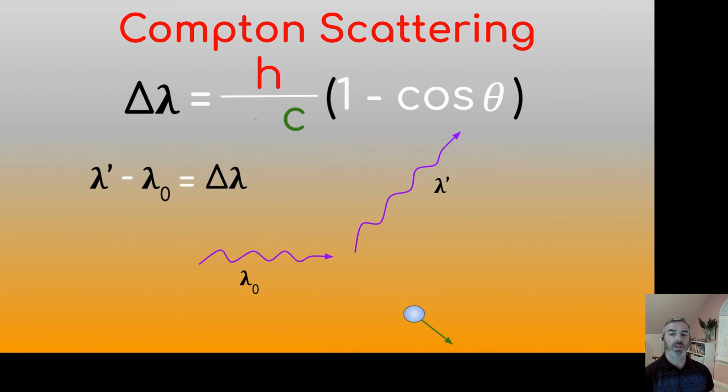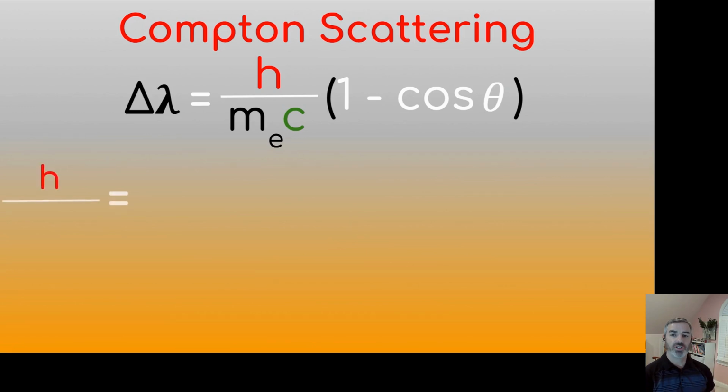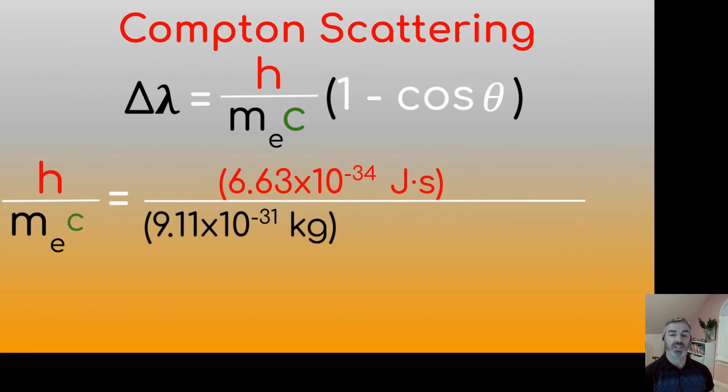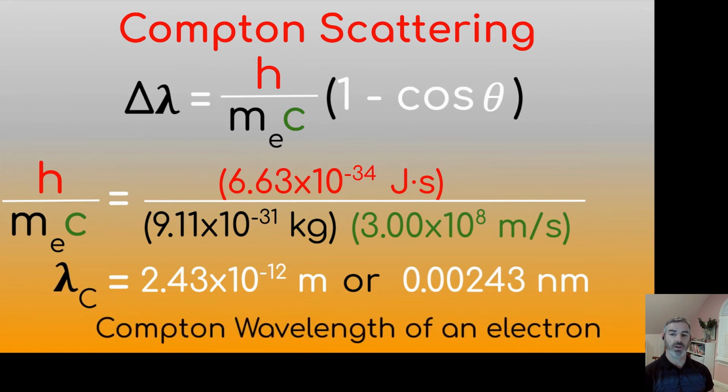Then the mass of the electron is just the mass of our electron moving down and to the right. Then the angle theta, that angle is just between the horizontal direction and the actual direction the photon is moving after the collision. Now this value, h divided by m, mass of the electron, times c, this is a constant because none of those values are going to change, which is 2.43 times 10 to the negative 12th meters, or 0.00243 nanometers. And this is known as the Compton wavelength of an electron.